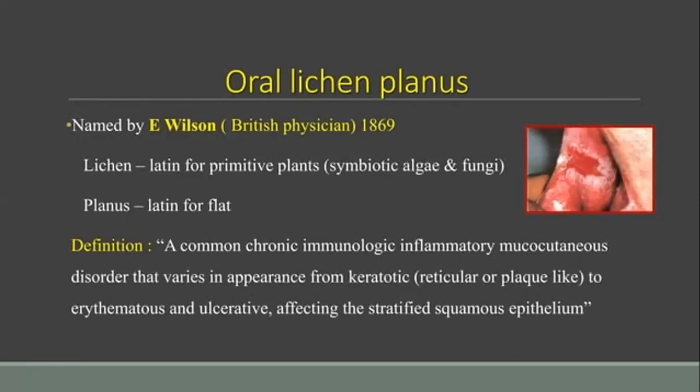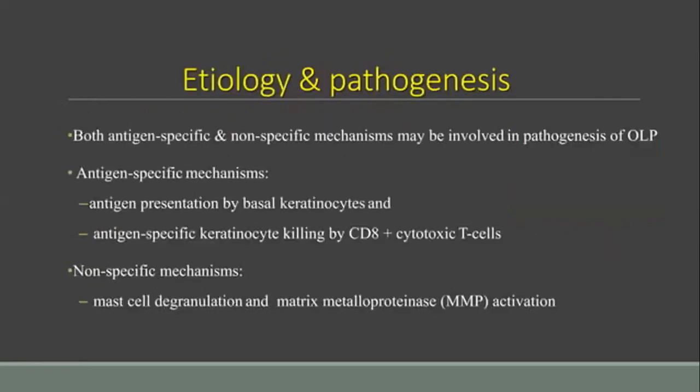It was discovered by a British physician in 1869. Lichen is Latin for primitive plants, symbiotic algae and fungi, and planus is a Latin word for flat. So it is literally flat primitive plants. The definition is that oral lichen planus is a common chronic immunologic inflammatory mucocutaneous disorder that varies in appearance from keratotic to erythematous and ulcerative, affecting the stratified squamous epithelium.